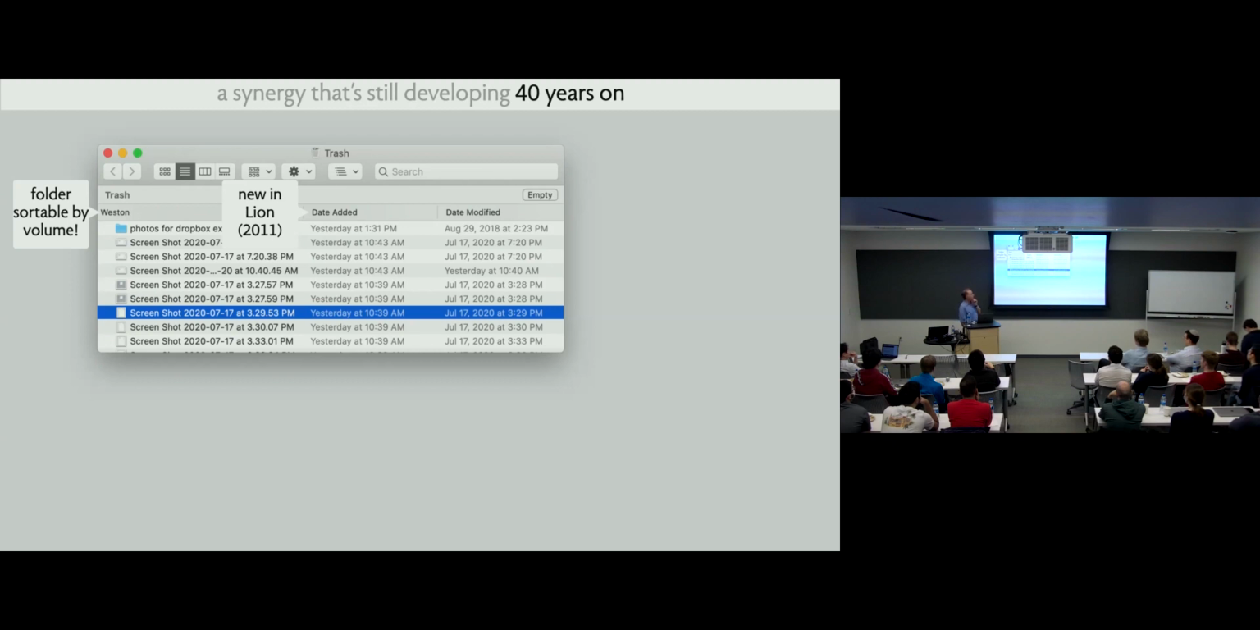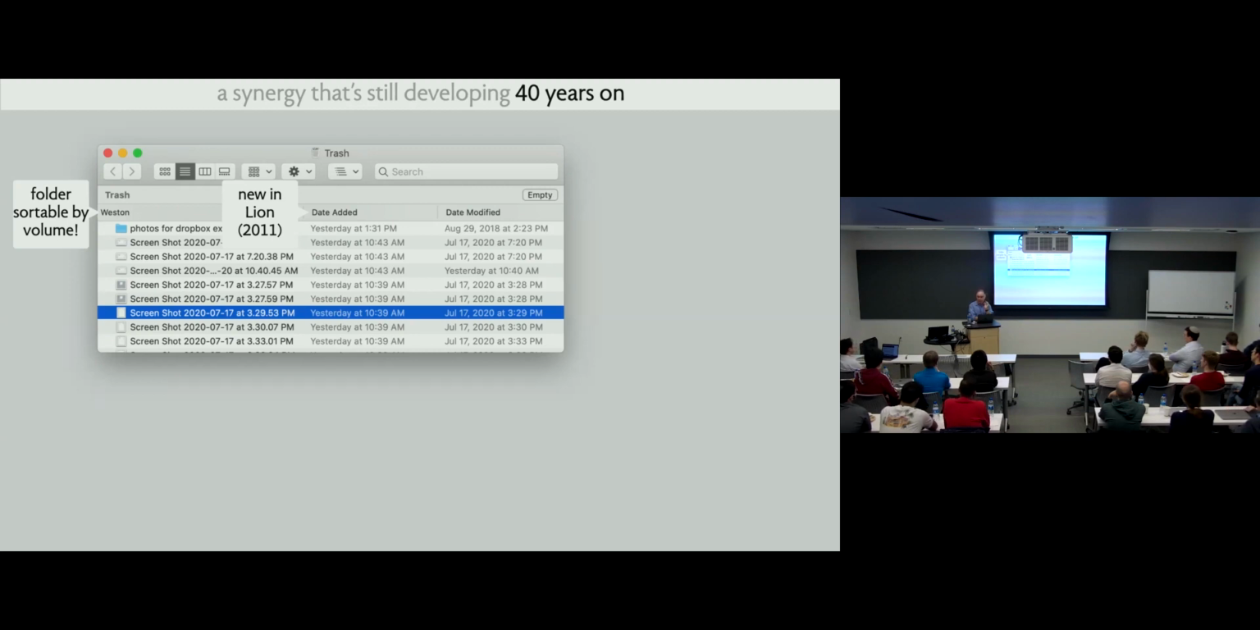And what Apple's engineers did, I think absolutely brilliantly, was they added a metadata field that indicated when a file or folder was added to a folder. Why is this important? Well, it's important, first of all, because it's a useful piece of information to have for a folder in general. But if you think about it, for the trash, it's the date of deletion.